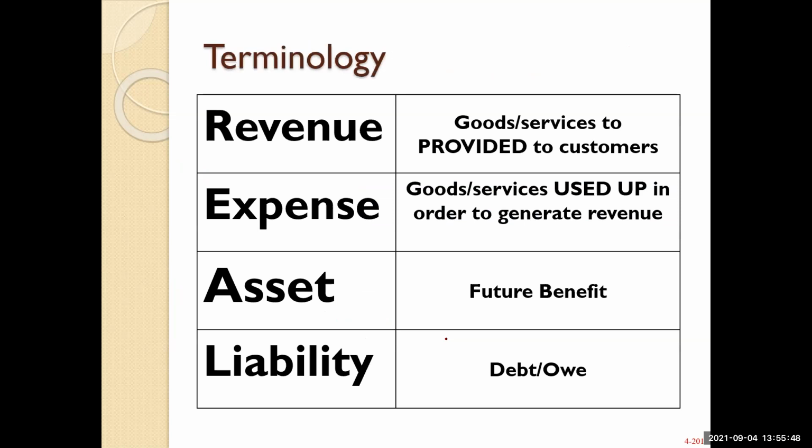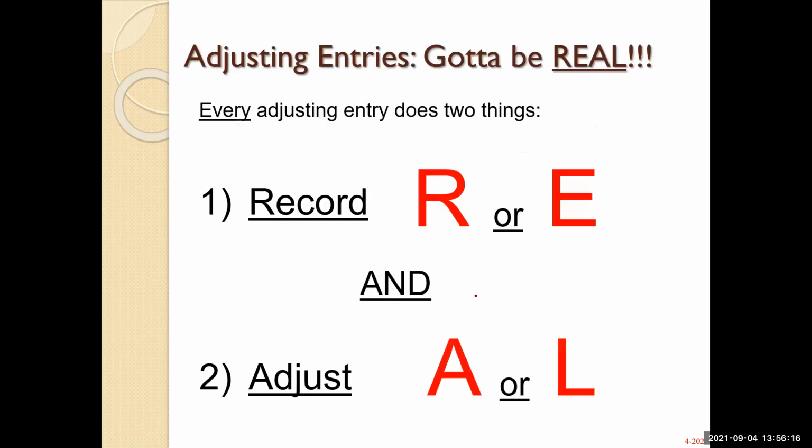Well, first of all, you need to know that REAL stands for revenue, expense, asset, liability. These are 4 terms that you should already have learned and already started to be comfortable with. If you're not comfortable with them, look at this slide, take a picture of it, make yourself flashcards so that you do not forget the meaning of these 4 terms. You've got to understand those in order to be able to properly analyze adjusting entries.